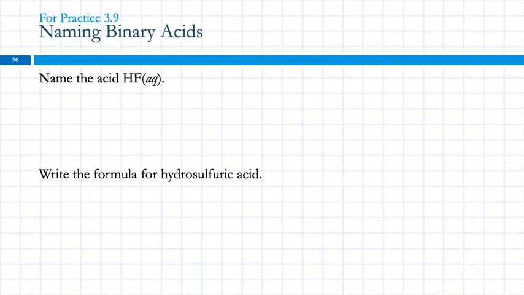Examples. Name the acid HF. Yeah, so this is not oxygen. So we use hydro for the hydrogen. Hydro, fluorine becomes fluoric acid.